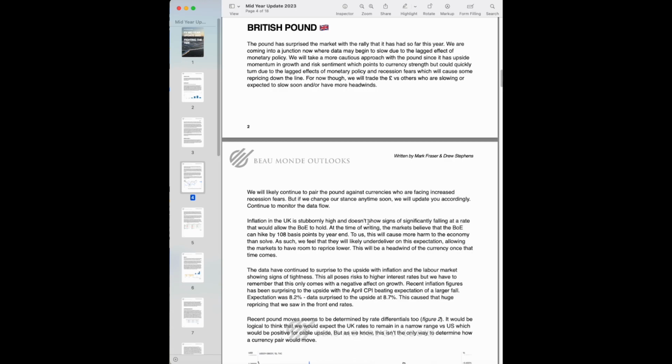At the time of writing, the markets believe the Bank of England can hike rates by 108 basis points by year end. To us, this will cause more harm than good to the economy. As such, we feel that they will likely underdeliver on this expectation, allowing the markets room to reprice lower. This will be a headwind on the currency once that time comes.